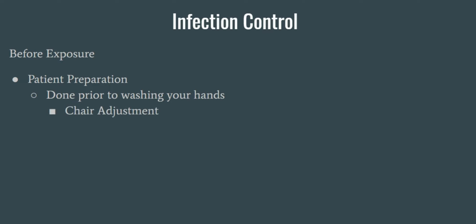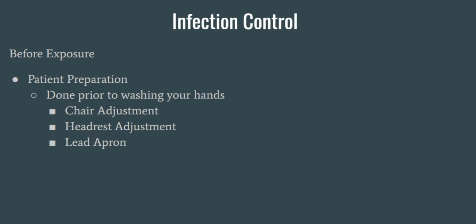You will want to adjust the chair. Once the patient is seated, adjust the chair. They need to be at an appropriate level so that it's comfortable for the dental radiographer to be working. You'll want to adjust the headrest. This needs to be adjusted to support the patient's head. It also should be positioned so that the upper arch is parallel with the floor.